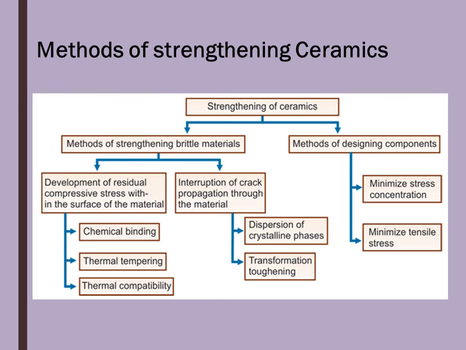Now, by the methods of strengthening the brittle material, again two ways: by development of residual compressive stresses within the surface of the material, which ultimately leads to its increased strength, and this can be done by chemical bonding or ion exchange method, thermal tempering, and thermal compatibility. And then the interruption of crack propagation through the material. This can be done by dispersion of the crystalline phase or by a method called transformation toughening.